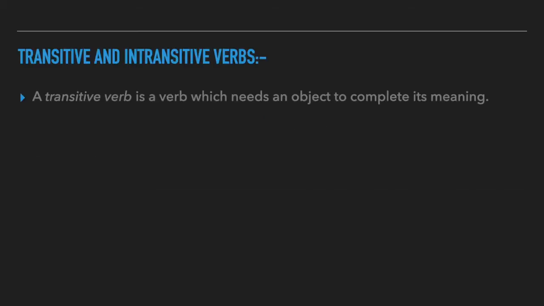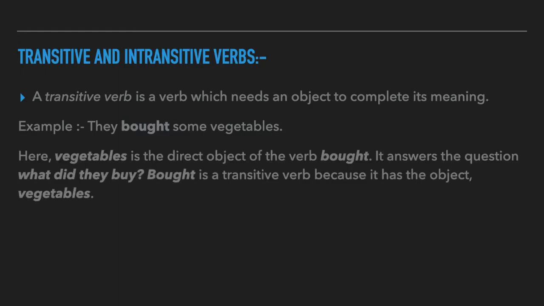Let's start our session today with transitive and intransitive verbs. A transitive verb is a verb which needs an object to complete its meaning. They bought some vegetables. Here, vegetables is the direct object of the verb bought. It answers the question, what did they buy? Bought is a transitive verb because it has the object vegetables.